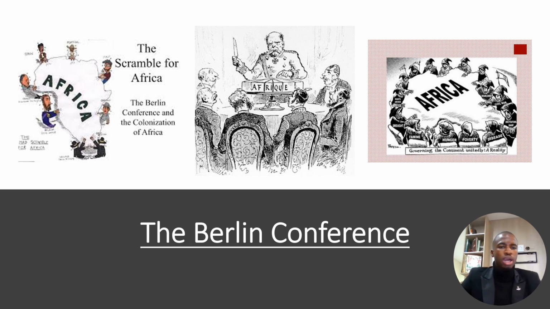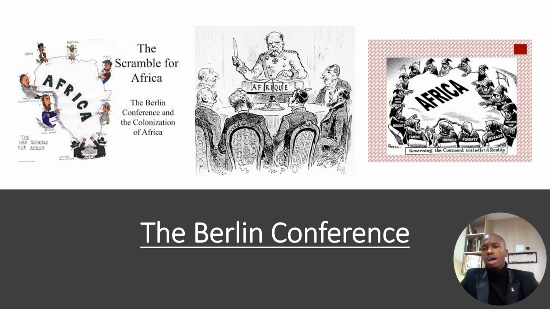And if you look at the image on the left, the first one, you can see that there are different men pulling towards different directions. In the middle, there is Africa. This also depicts to us the way in which people of European descent, or the European countries, wanted a piece of Africa.